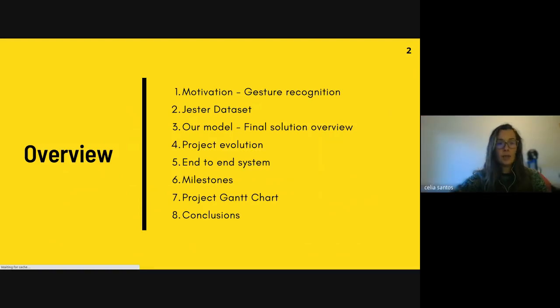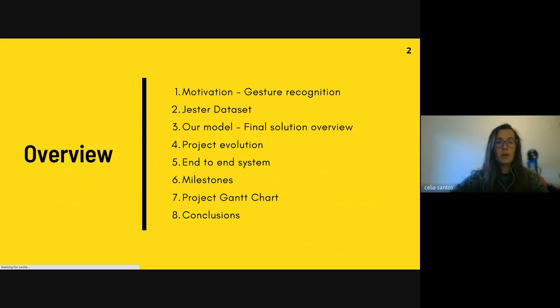Let's put you all in context of how the flow of this presentation will be. In the first place, we'll explain the motivation that has led us to this project. Then we will explain what dataset we have used and the model we have obtained, followed by the step-by-step process we have taken to reach the final solution.